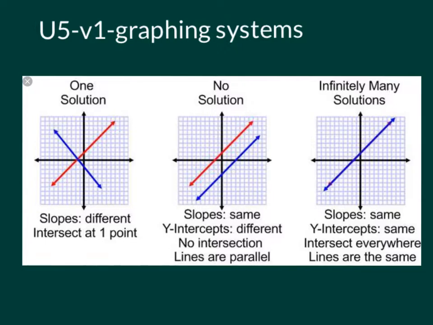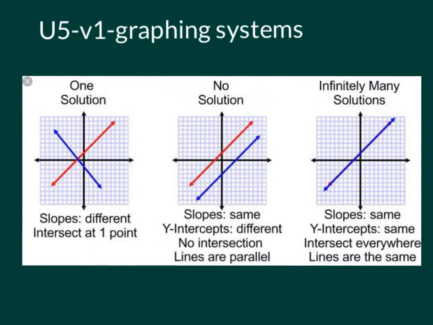Our second is when we have two lines but they don't intersect. We see that the lines are parallel for these. When they are parallel, the slopes are the same, okay? But our y-intercepts are different. So there is no solution for this type of problem.